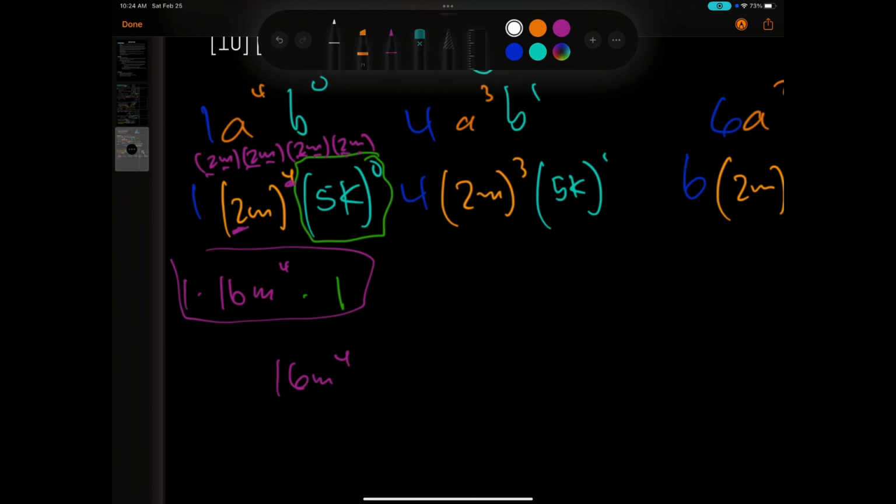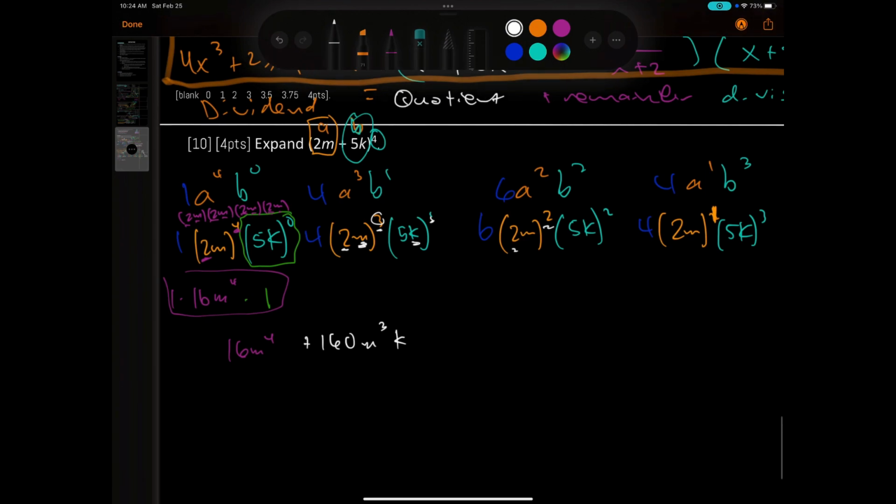I like to do all the coefficients first. So 2 to the 3rd power, 2 times 2 times 2, that's going to be 8. 8 times 4 is going to be 32. I'm pulling out my calculator, and then 32 times 5 is going to be 160. This is going to be m to the 3rd power, and you just have k to the 1st, or just k.